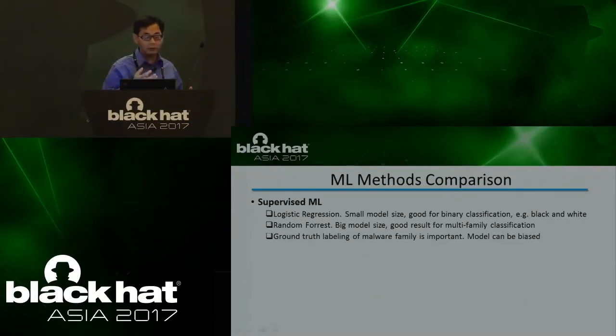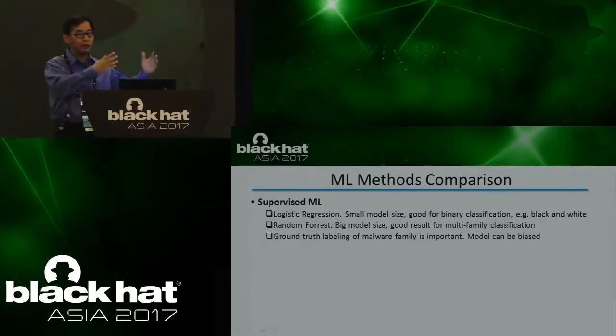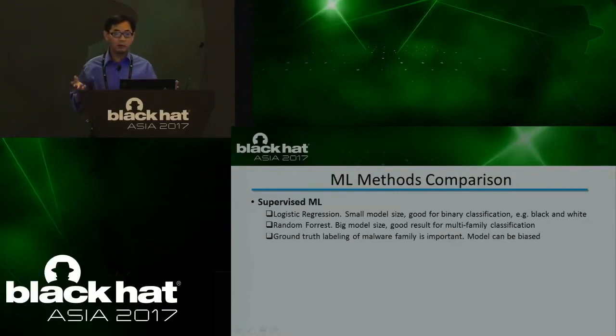So for the verdicts, we did a lot of comparisons. We used supervised machine learning, logistic regression. We found it's really good for binary classification. You can tell black and white very well. But for multifamily, where we want to know the malware families, it's not that efficient. The good thing is the model size is small. For random forest, we got a big model which works very well for multifamily classification. But that model is too big to fit on our device, because we want to learn offline and use it on the device.